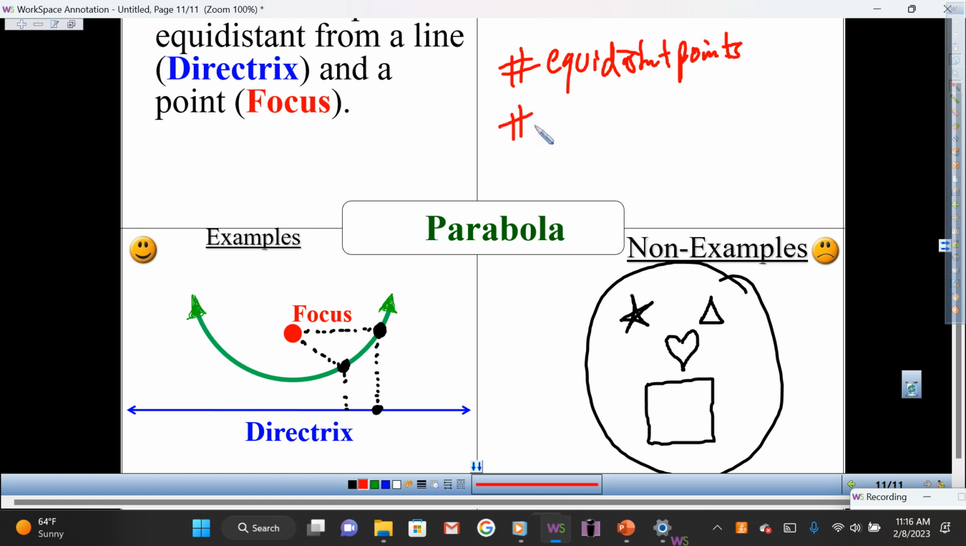And I'm going to add one more. In order to have equidistant points, we need two things. What two things do we need? Focus and directrix. Yeah, that's what makes a parabola. All right? So far so good, yes? Yes, Mr. Q. All right.